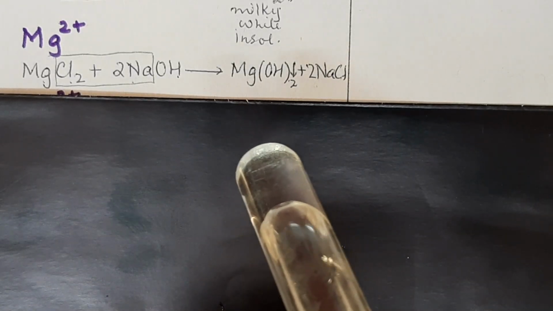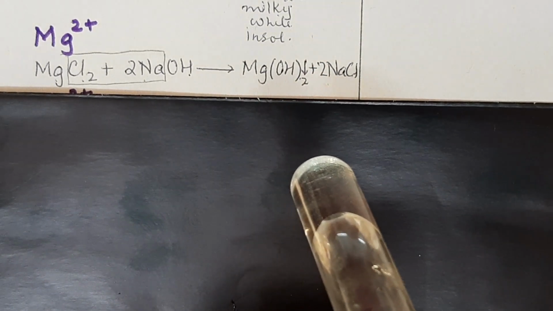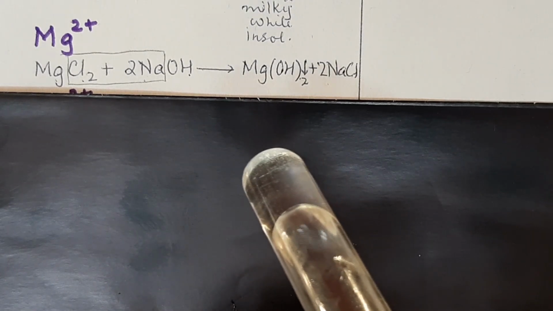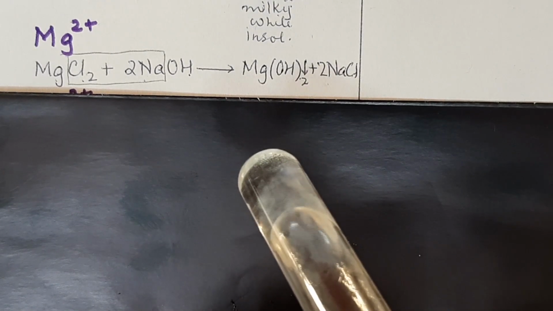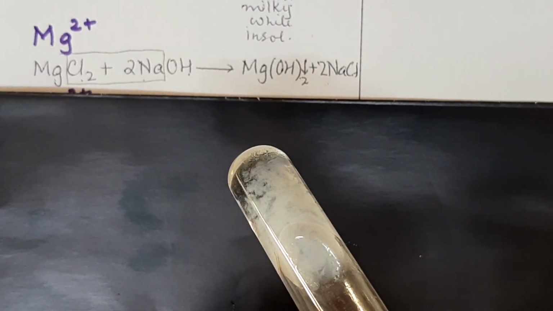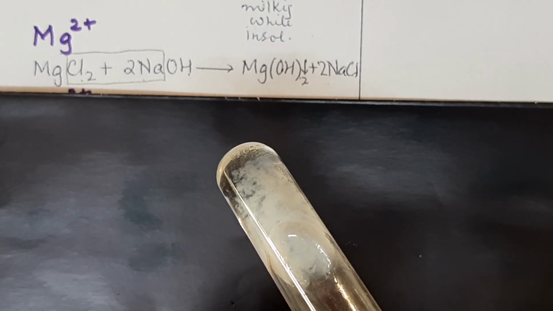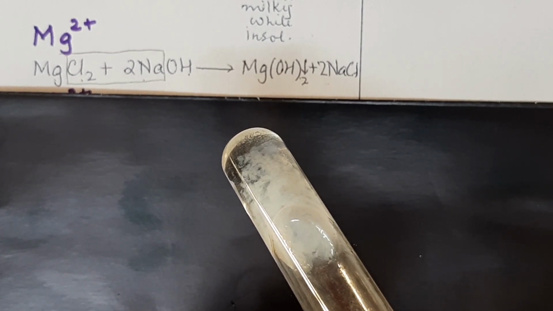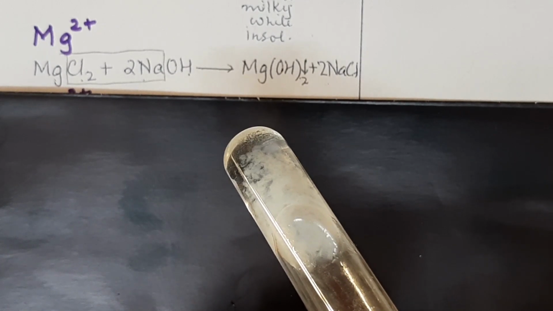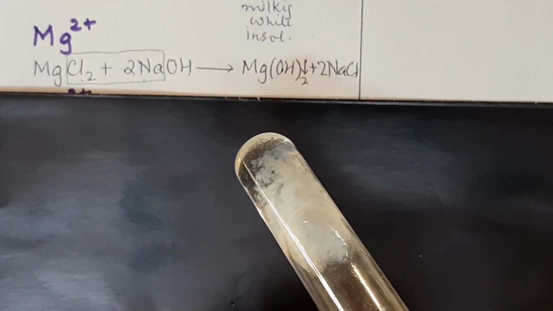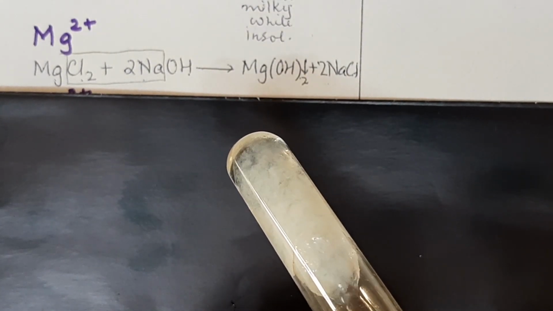Now we have made the solution of magnesium chloride and the solution of sodium hydroxide, and I am pouring a little bit of sodium hydroxide very gently. Can you see the insoluble substance that is formed? This is magnesium hydroxide. Look at our reaction: MgCl2 plus 2 NaOH gives Mg(OH)2, which is an insoluble substance, plus 2 NaCl.